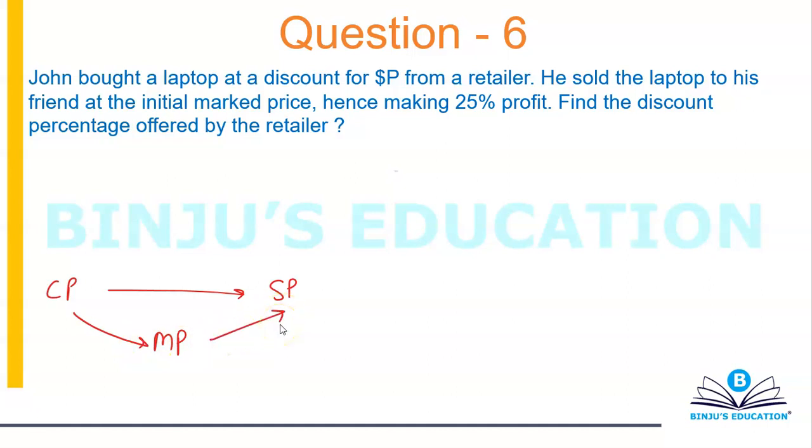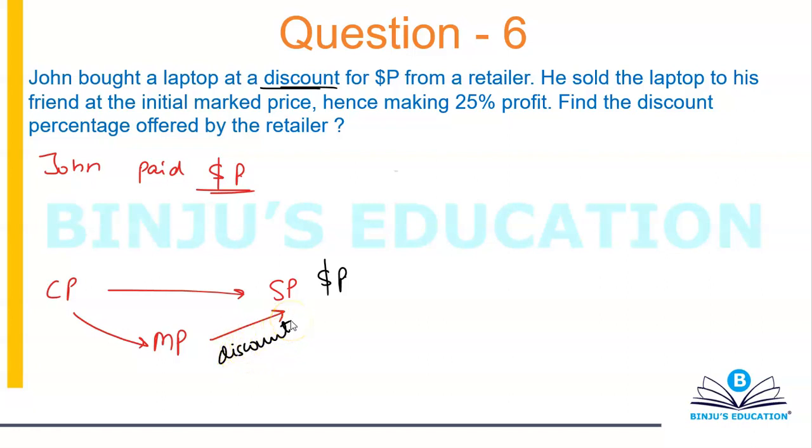So John bought a laptop at a discount for $P. So this statement basically means that John paid $P. If he paid $P, that means the cost price for John would be $P. And he got some discount. There was some discount also.